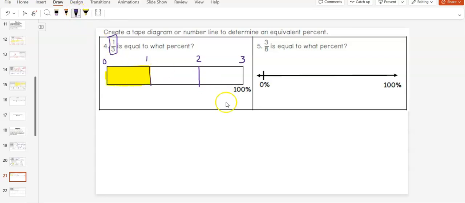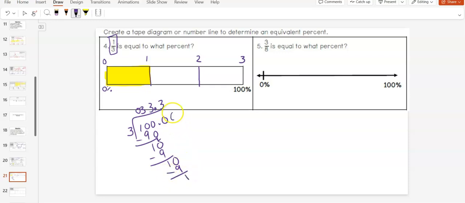And I need to figure out and estimate what is 100% divided into 3 pieces. So we're going to do 100 divided by 3. Okay, that's going to go in 3 times. 3 times 3 is 9. Oh, that's going to go in 3 times. 3 times 3 is 9. And here you could probably see that we're going to start getting a repeating decimal, because it's just going to keep turning out to be 1, and then I'm going to bring down another 0. So this is a repeating number.